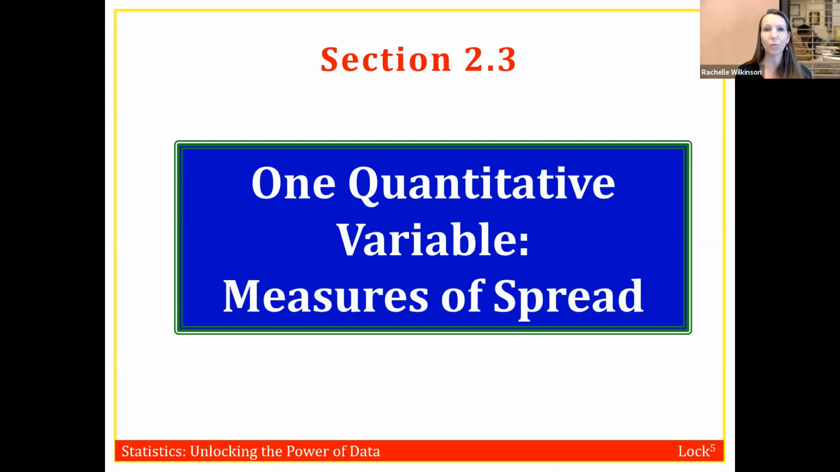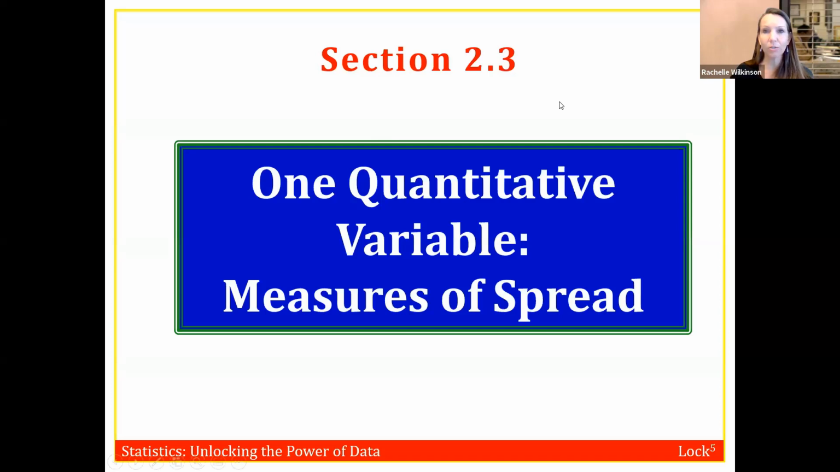So in section 2.1, that's where we talked about what to do when we had one categorical variable. We talked about what to do when you had two categorical variables. And now we're looking at one quantitative variable. And one quantitative variables in general are a little bit more complex than categorical variables. So we have a few more things. So section 2.2 and 2.3, and even a little bit of 2.4 are all about one quantitative variable.